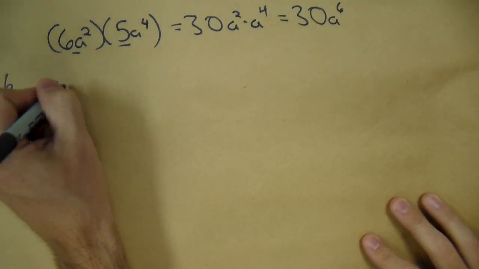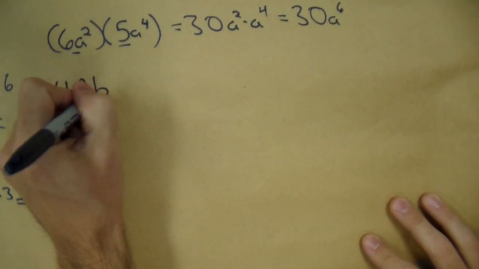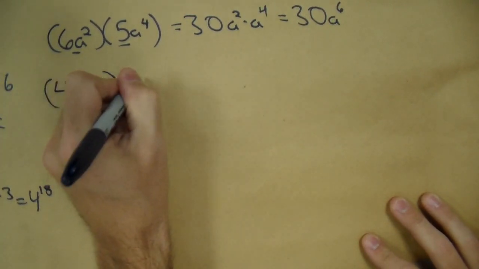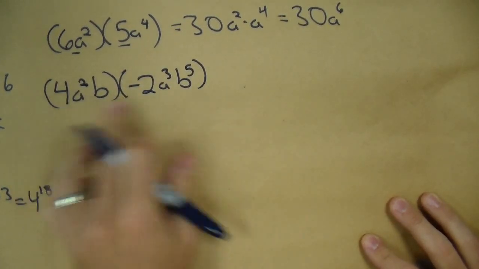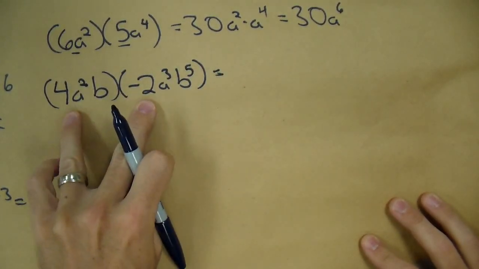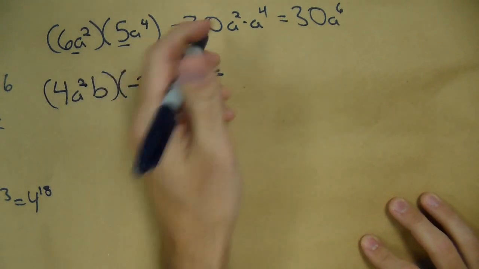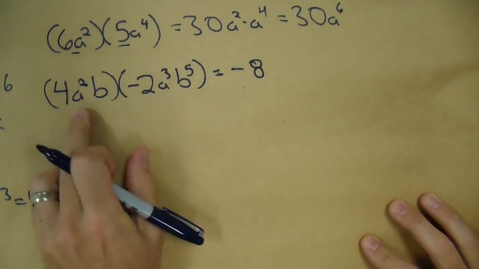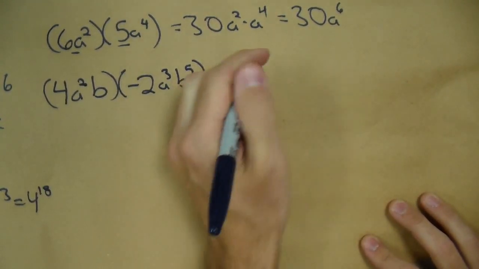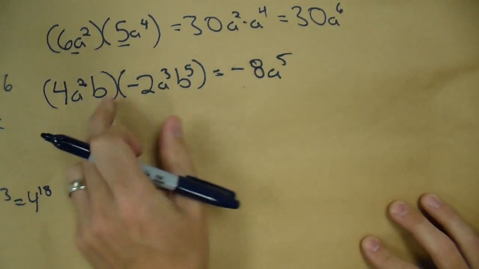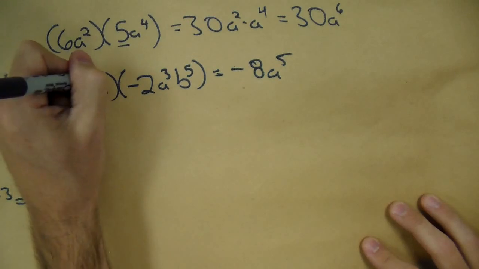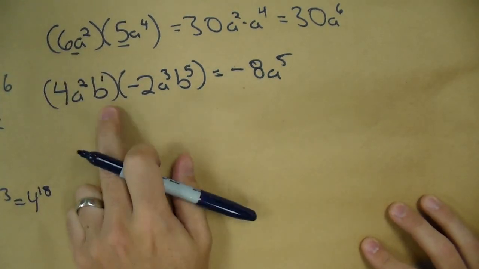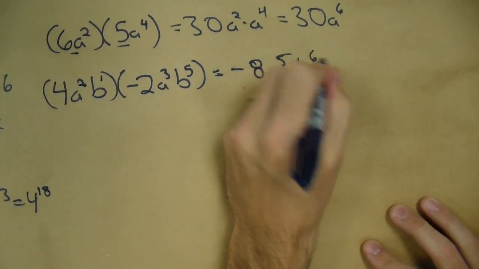If we then said, well, 4a squared b times negative 2a to the 3rd b to the 5th. For this one, we have negative 2 times 4, which is negative 8. A to the 2nd, a to the 3rd, that is 5 a's. For b and b to the 5th, there's no exponent on b, so that just means it's a 1. So that means we have 1 and 5, so b to the 6th.